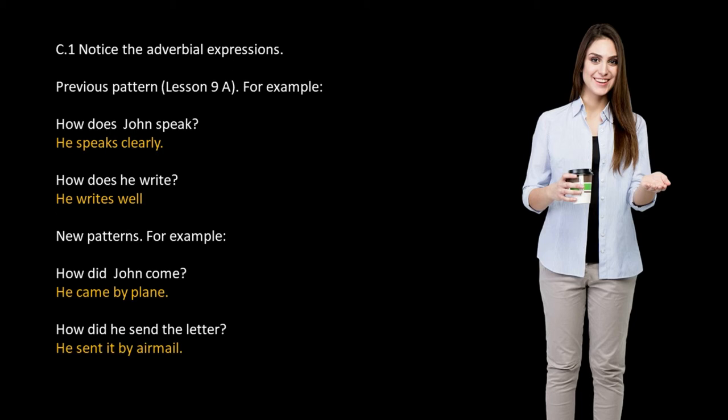Notice the adverbial expressions. Previous pattern. Lesson 9a. For example, how does John speak? He speaks clearly. How does he write? He writes well. New patterns. For example, how did John come? He came by plane. How did he send the letter? He sent it by airmail.